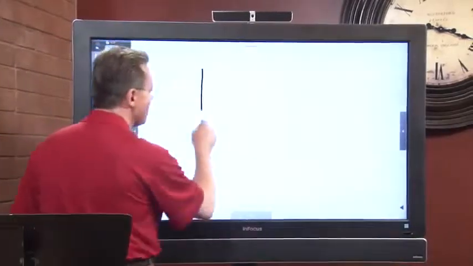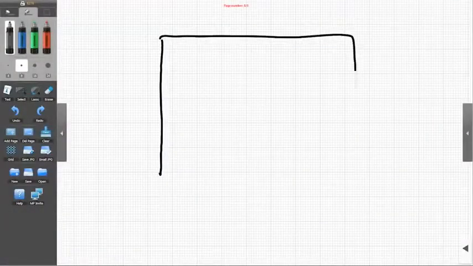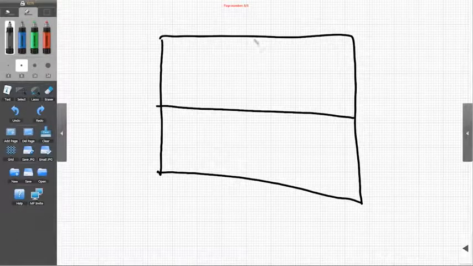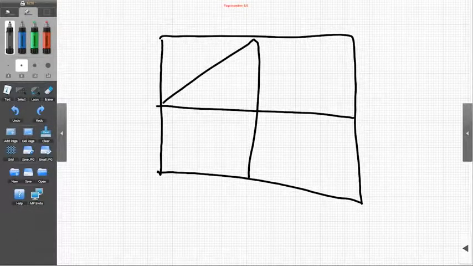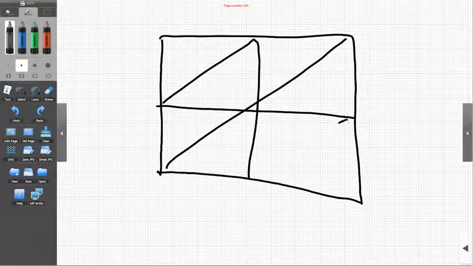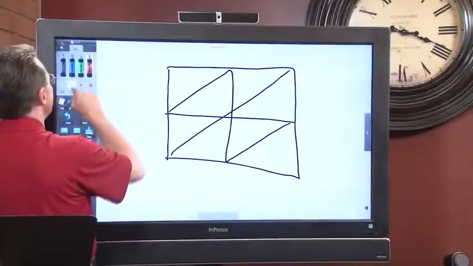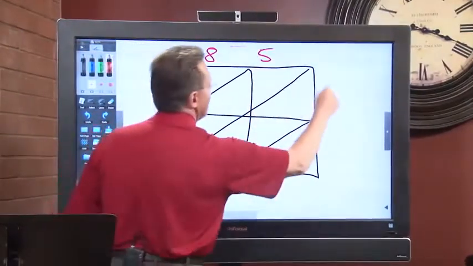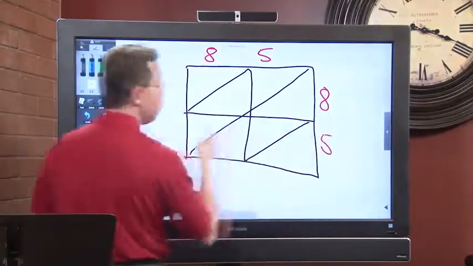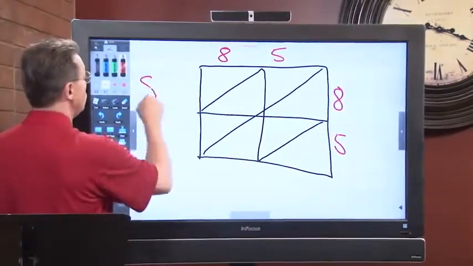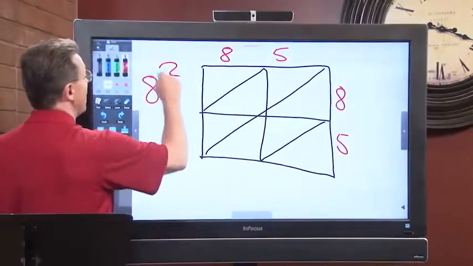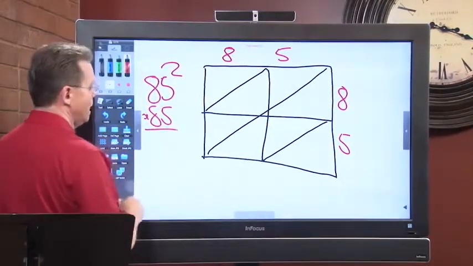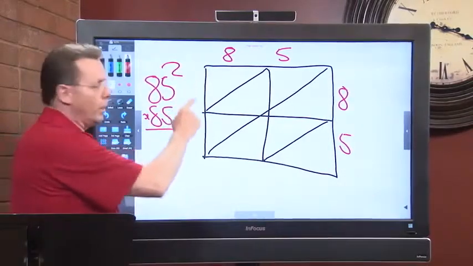It's called block mathematics. Basically, this is the way we used to do math back in the day, and I'm talking way before my time. Let's say we wanted to do 85 times 85. Now, of course, the way we learned it, 85 squared, you just go 85 times 85. Here's the way we used to do it.